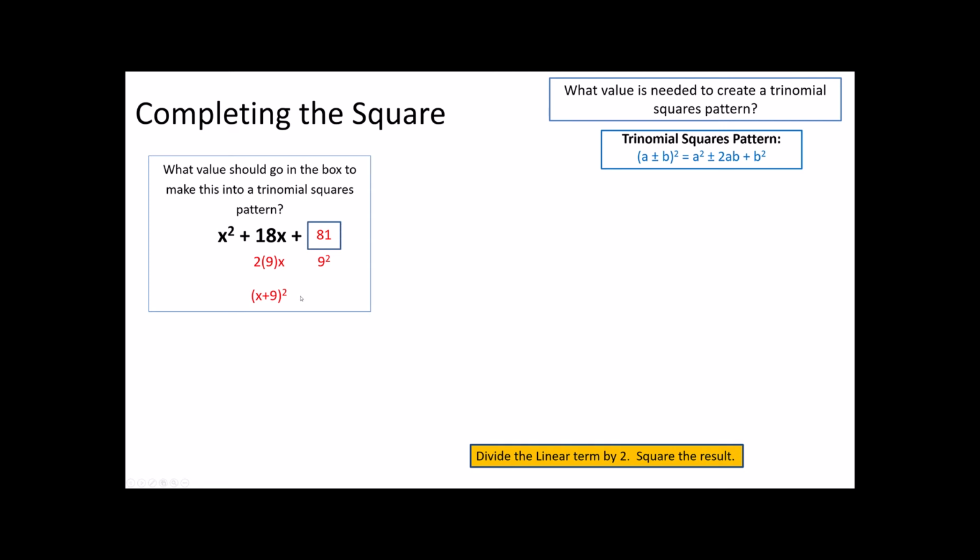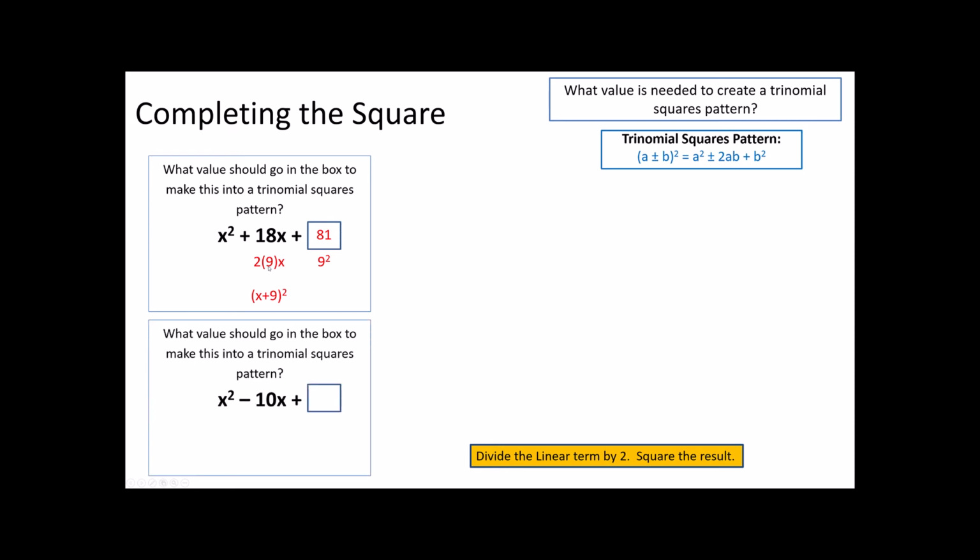Now I did that very quickly, but remember the important thing is this. This middle term is 2 times the roots. Since this x squared is just x, that means this side has to be 9 squared.